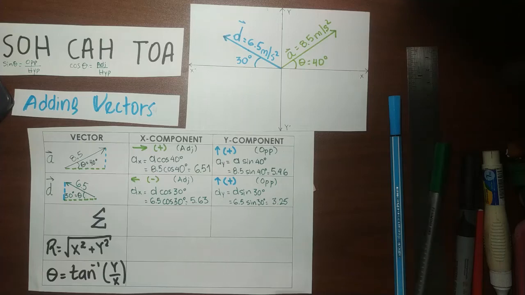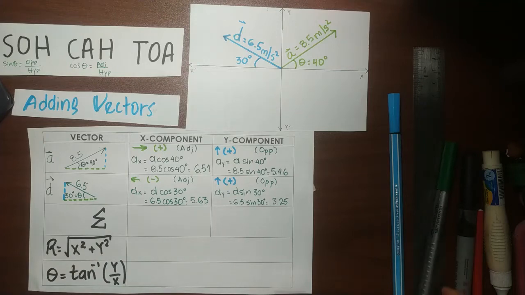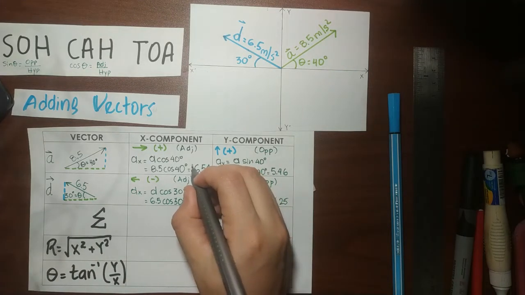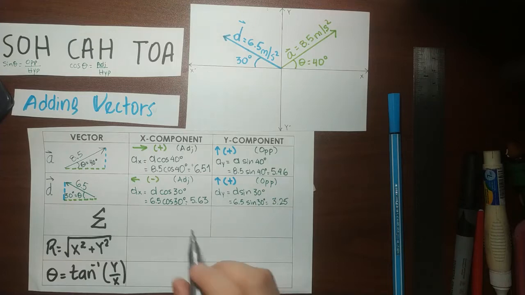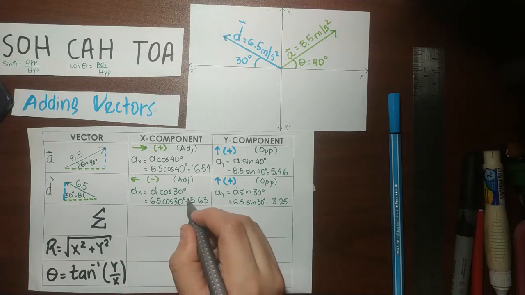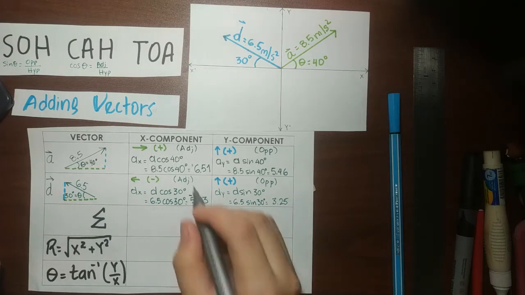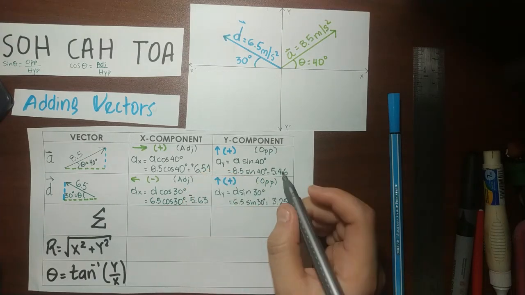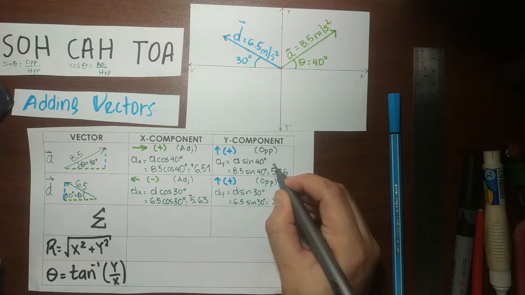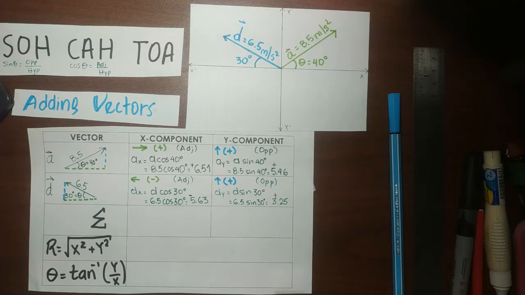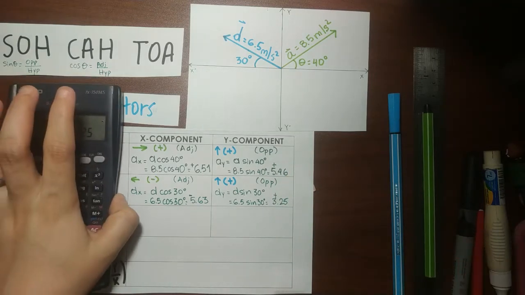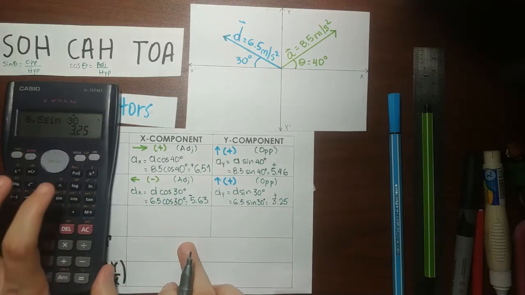Now what happens? Remember what we said about the signs. We said the first one is positive, so this is positive 6.51. The second one is negative, so this is negative 5.63. These two, both of them are positive and positive. Now what do we do? We're going to add them in columns.